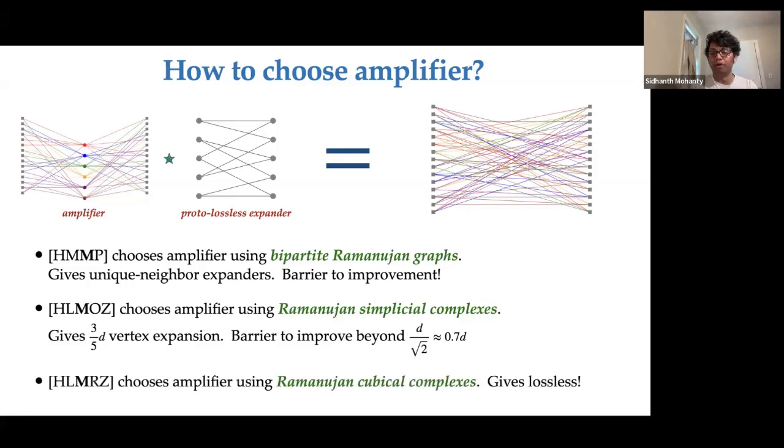And finally, in the most recent paper, we chose the amplifier using Ramanujan cubical complexes. And we were able to show that this indeed does give us a lossless expander. And now, in the rest of the talk, I actually do hope to tell you all what a cubical complex is and maybe a little bit about how using it does help.